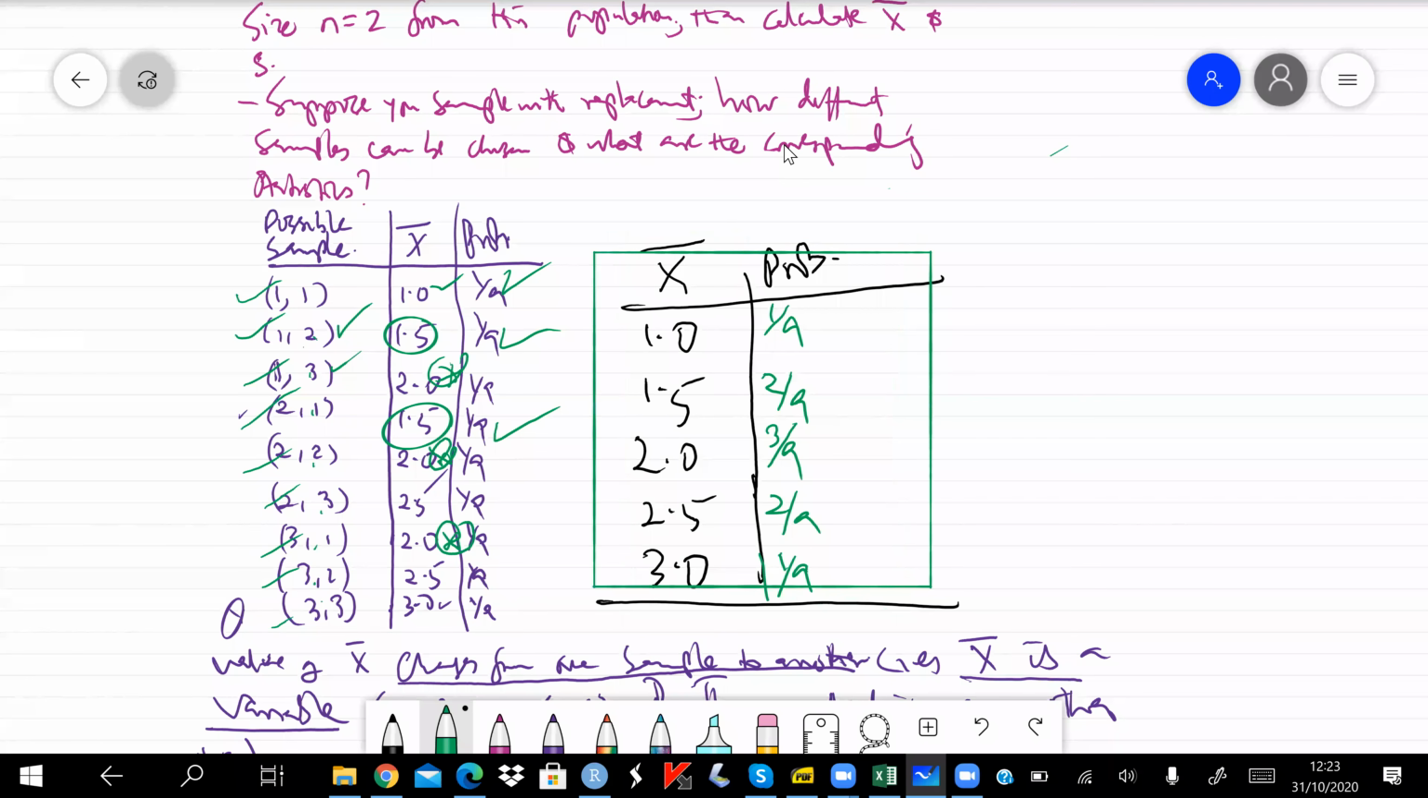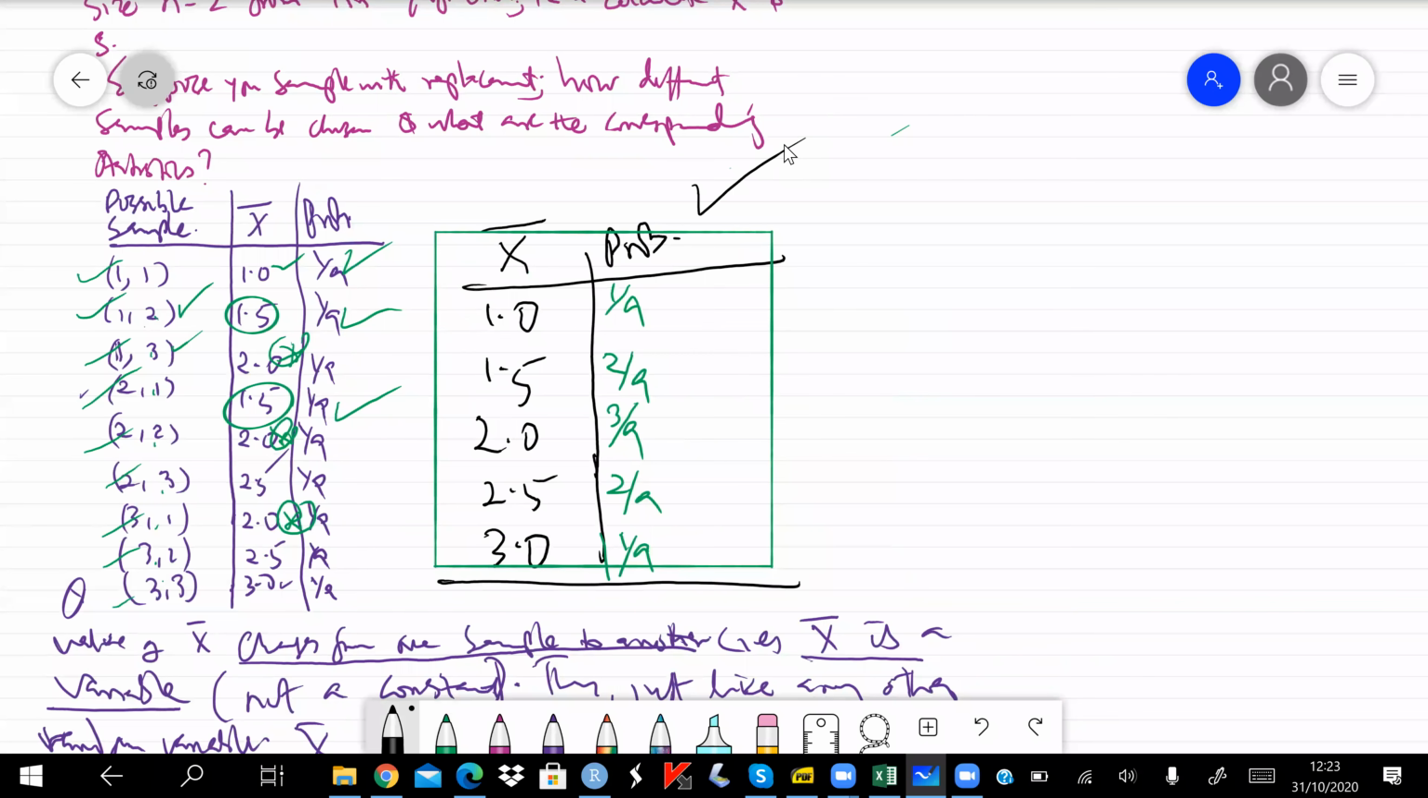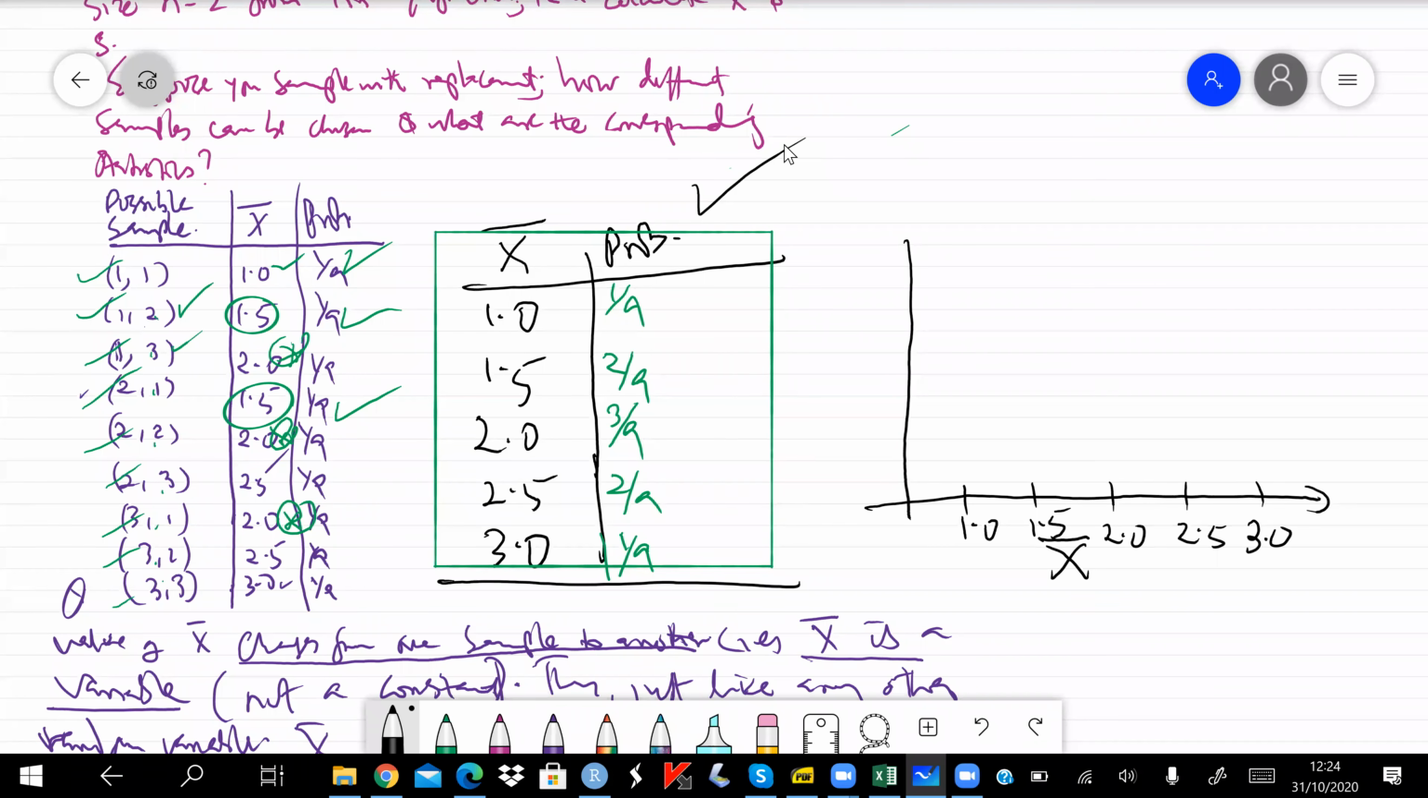I don't know what you can notice. Maybe a graph will be much more appealing. So let's present this table graphically. Let's have values of X bar down here: 1.0, 1.5, 2.0, 2.5, and 3.0. Then on the vertical axis, we have the probabilities. And here this is X bar. I hope it is visible.